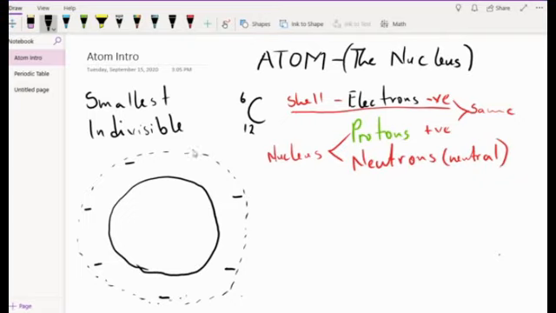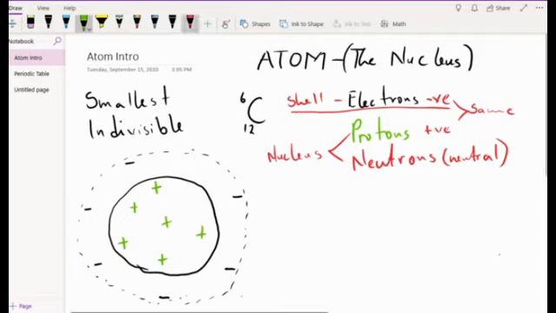So then in the nucleus, we have 6 protons. So these are the 6 protons: 1, 2, 3, 4, 5, 6. Okay. All right.